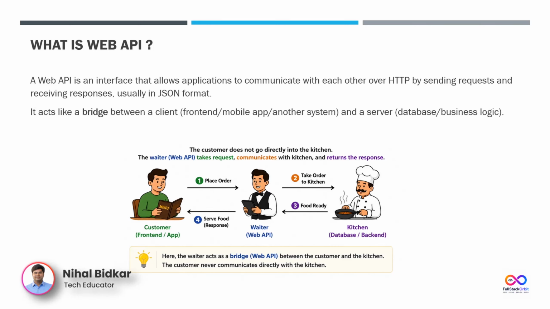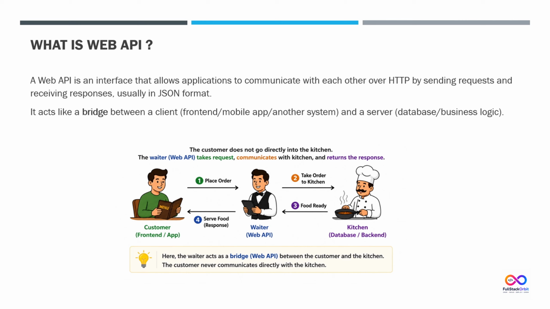My name is Nihal. Now let's understand one of the most common interview questions. What is Web API? A Web API is an interface that allows different applications to communicate with each other over HTTP. In simple words, Web API helps one application send a request to another application and receive a response back, usually in JSON format. You can think of it as a bridge between the front end and the backend system.